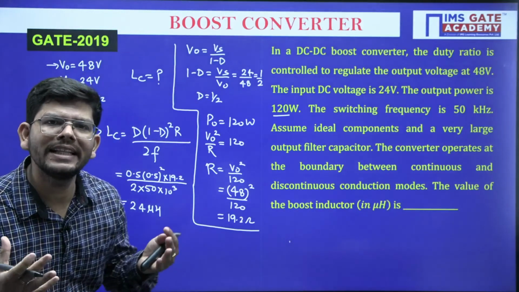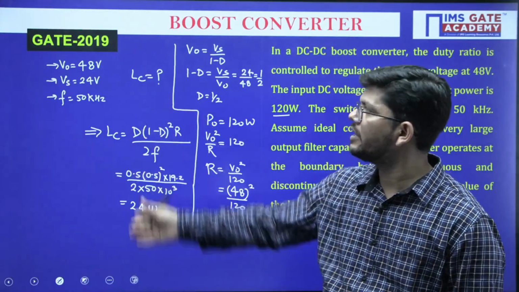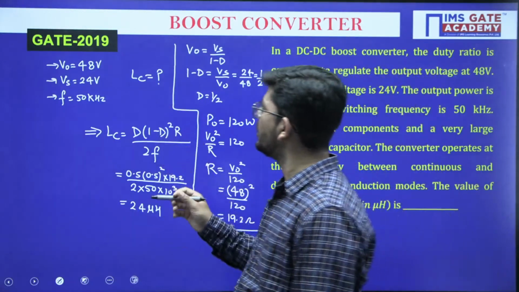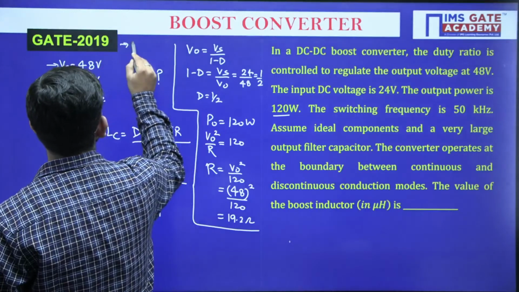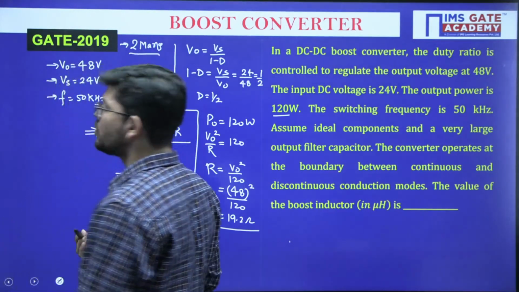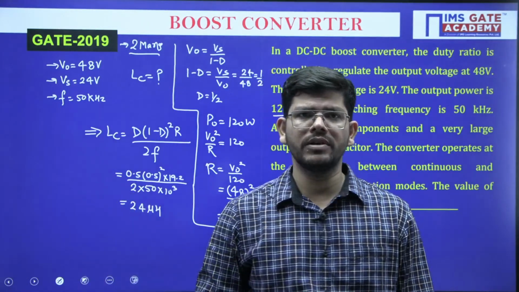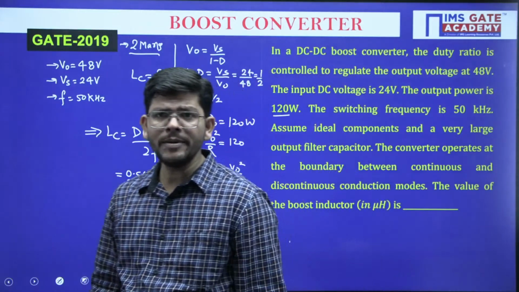So have we done anything else here? The formula that we have derived in the class, through that formula we are able to solve this question. This was a GATE 2019 question and it is carrying 2 marks. So can you see here how easily we have scored 2 marks? And the same scenario will be there in the 2024 exam as well. Okay. Now let me move to the next question.